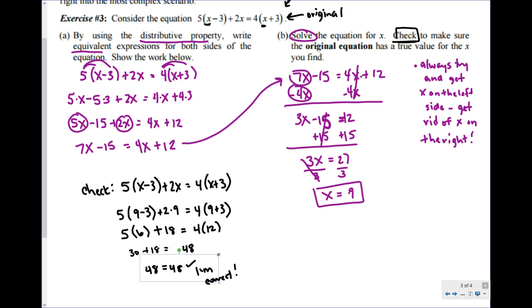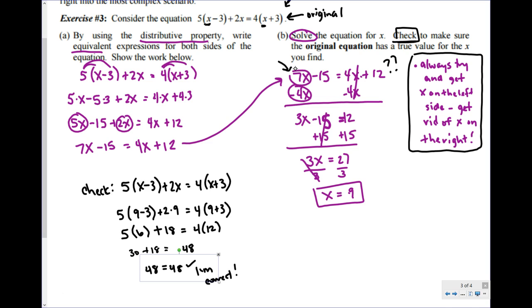Okay? It gets tougher when there are variables on both sides. I know that it can be a struggle and you don't know what to do, especially at that step right there. But remember this, always try and get x on the left side, get rid of x on the right. You don't have to. If you wanted to subtract the 7x over first, that would have worked as well. If you wanted to subtract the numbers first, you could have. This type of problem right here, there are many different ways to make the next step.